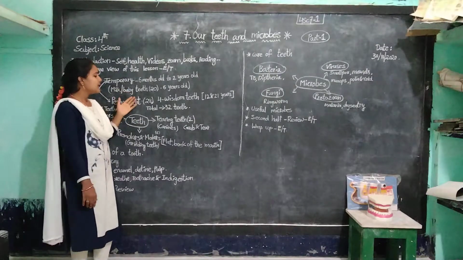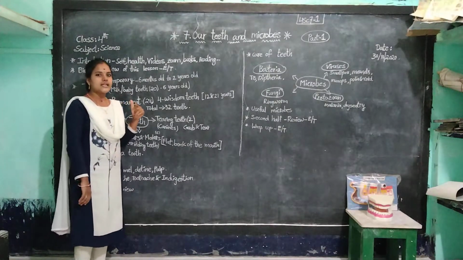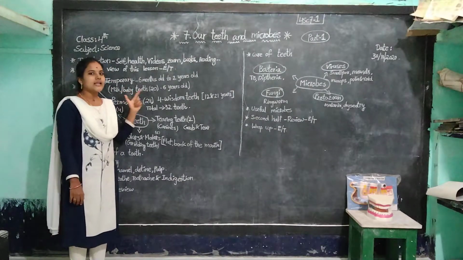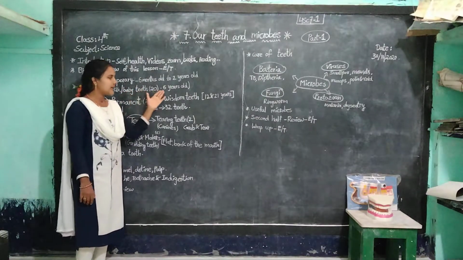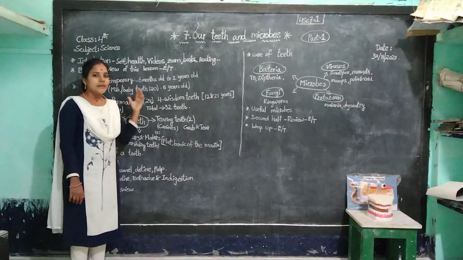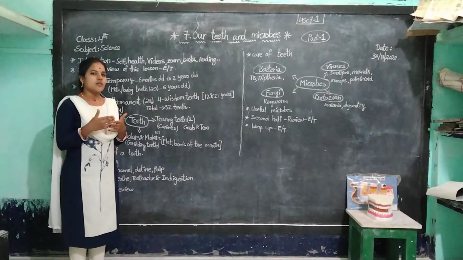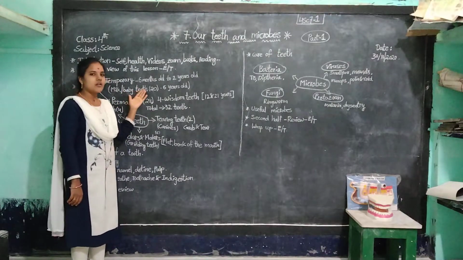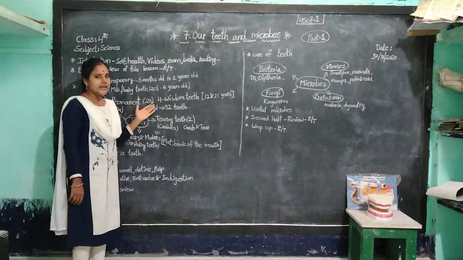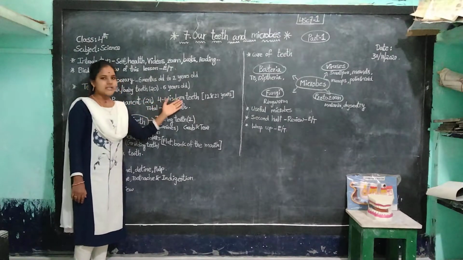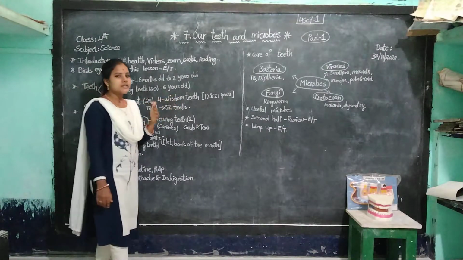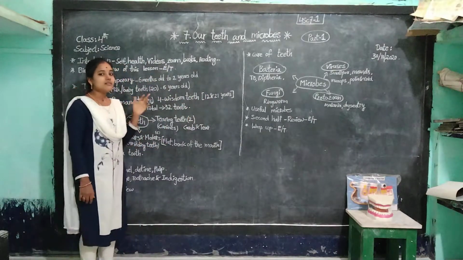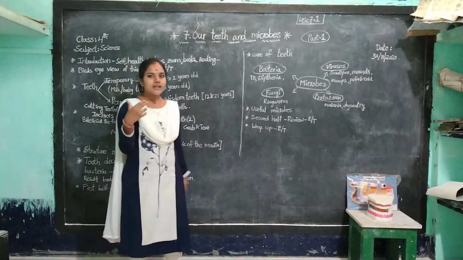Okay, did you get the point, children? First of all, the 20 teeth are called milk teeth or baby teeth. At the age of 6 years old, the milk teeth start to fall. After that, the permanent teeth replace the milk teeth, and there are 28, and 4 more teeth are called wisdom teeth. The wisdom teeth come in between the age of 12 and 21 years. Totally we have 32 teeth in our mouth.